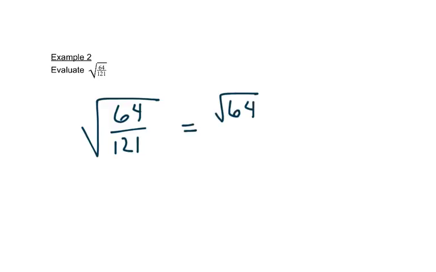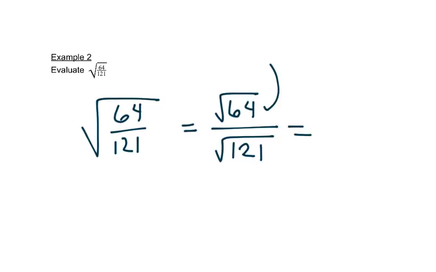Now when we have that radical sign, it's just asking for the principal square root. That's what it's called. And the principal square root means just the positive square root. When we have this square root, or this radical, over a fraction, it's really asking us for the square root of the top number and the square root of the bottom number.